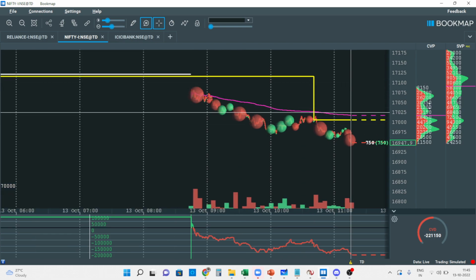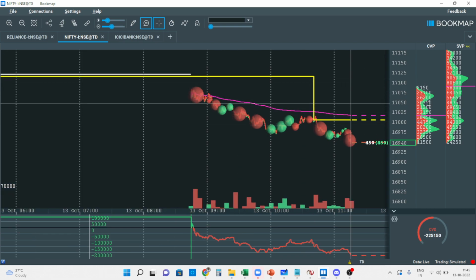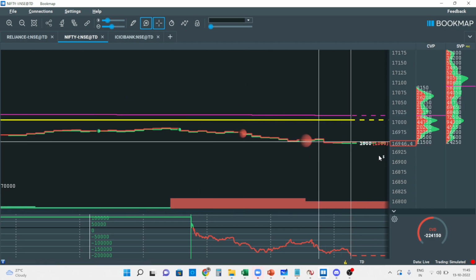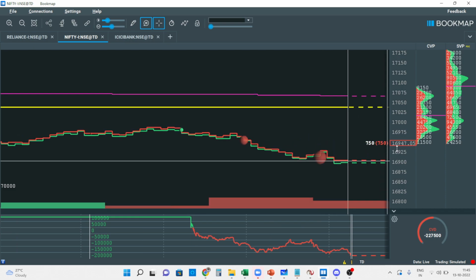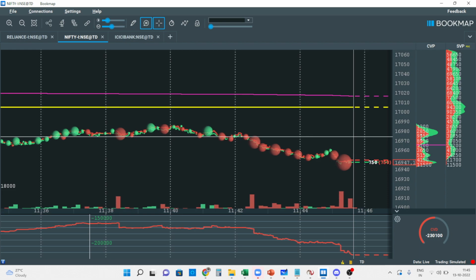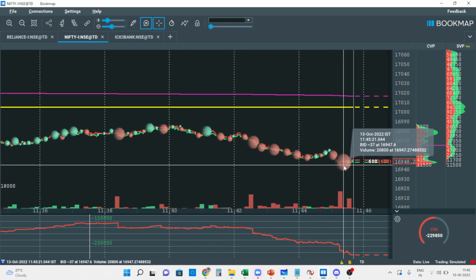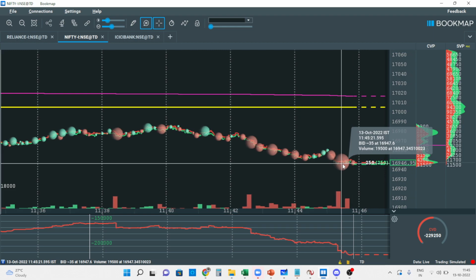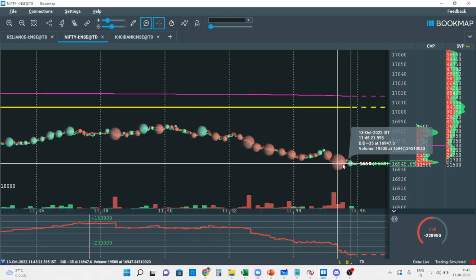So the CVP plots the volume profile only for the visible charts. Visibly, whatever the data is there, only for that data. So let's say if I am zooming out to the most, then my CVP will get adjusted accordingly. You can see that the CVP is getting adjusted accordingly, based on the new information. The CVP is getting adjusted automatically.